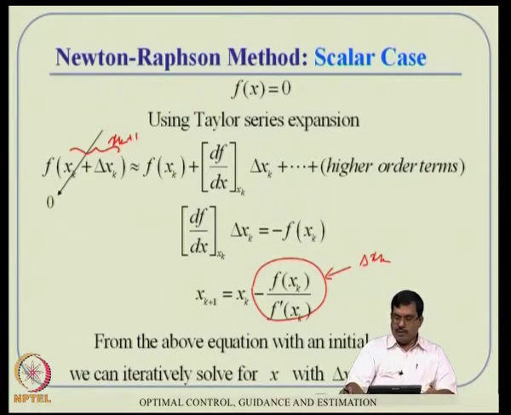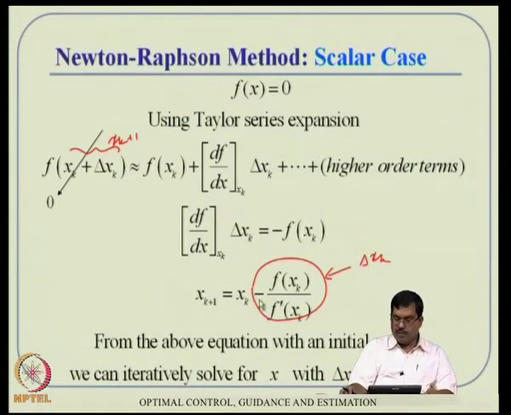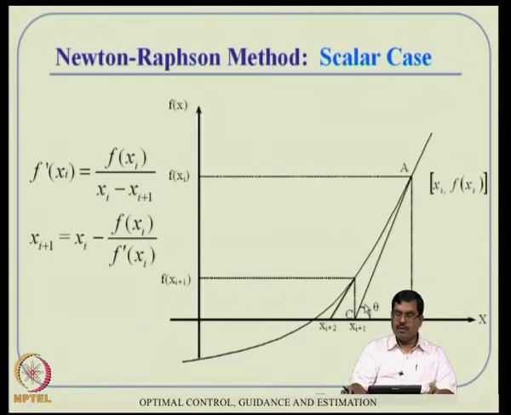So this is why you will get xk plus 1 is xk plus delta xk, and delta xk is nothing but that. So xk plus 1 is equal to xk minus f of xk divided by f dash of xk. That's the algorithm, and you keep on doing that until you get some convergence. That means you don't get too much improvement afterwards. Up to that point you have to do that and stop.